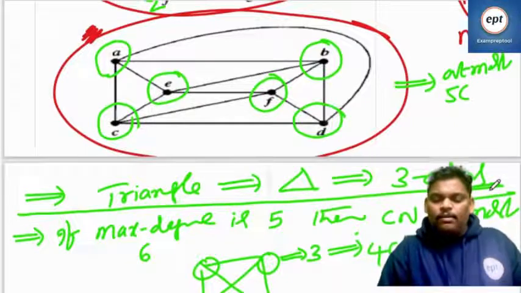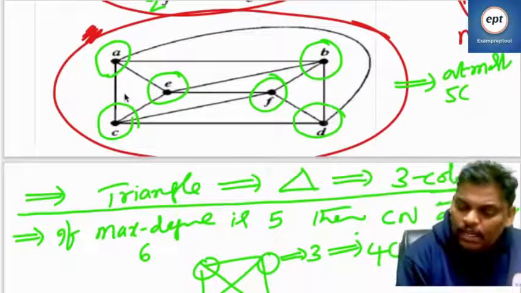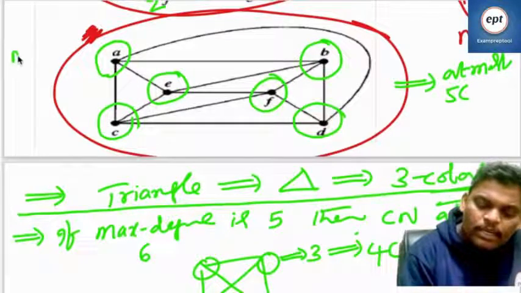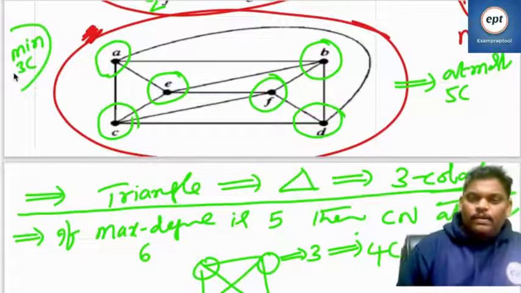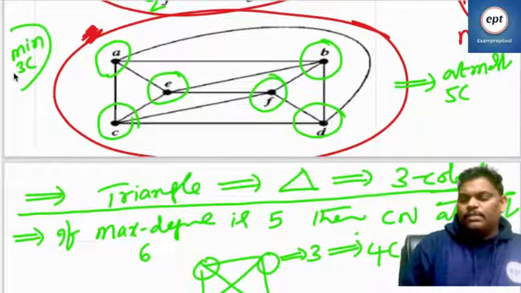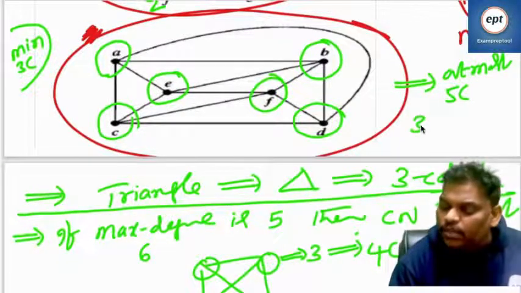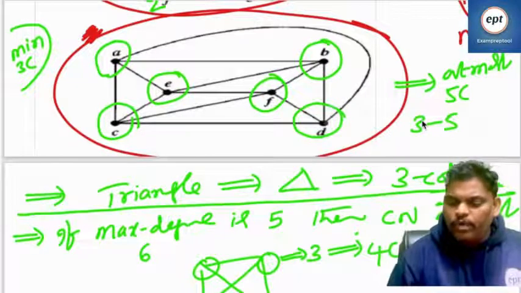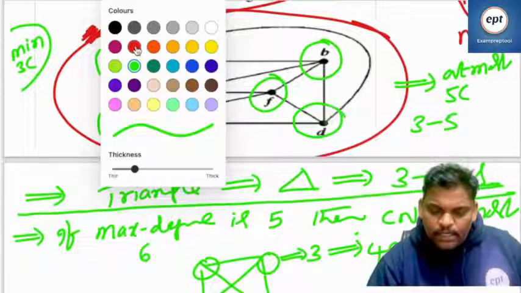Let's check what is the answer. Please be careful. And one more thing is triangle also there, so minimum 3 colors. Because of maximum degree 4, at most 5 colors. Because of triangle there, minimum 3 colors. So answer is 3 to 5. Let's check what is the answer.